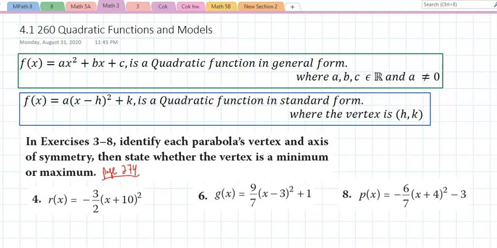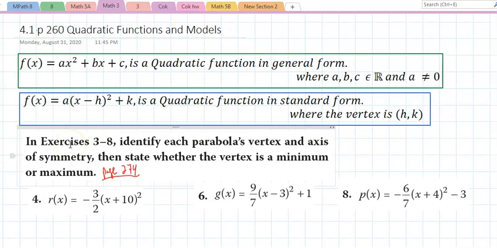Section 4.1 is on page 260. Let's just say page. It talks about quadratic functions and models.